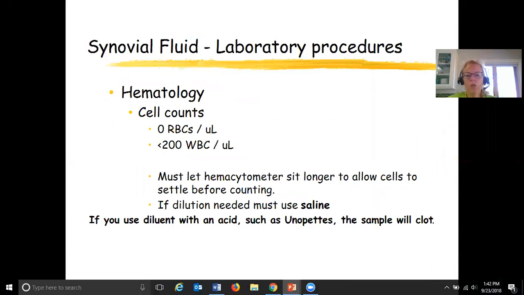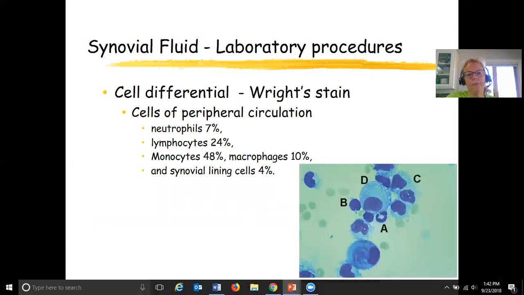So if you need to dilute, this is an important point to remember, you need to use saline. If you use any diluent with an acid, such as a Unopette or dilute acetic acid, the sample will clot because the hyaluronic acid will come together. So you have to use saline to dilute these.